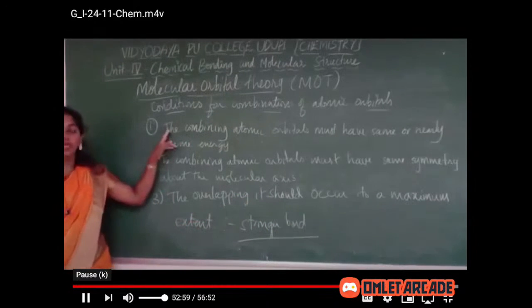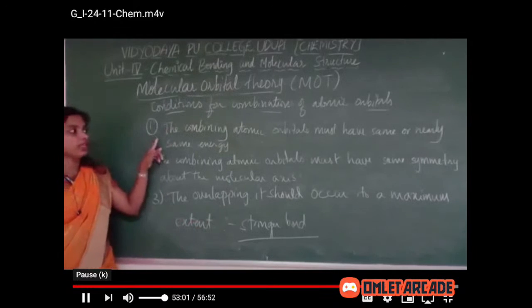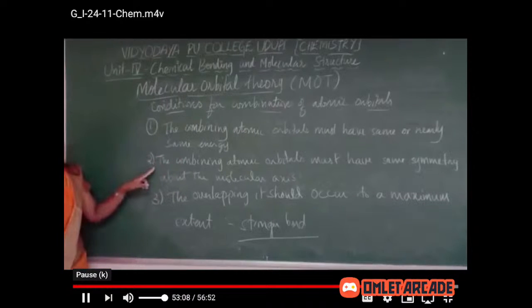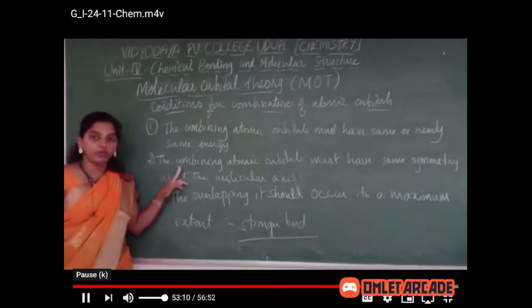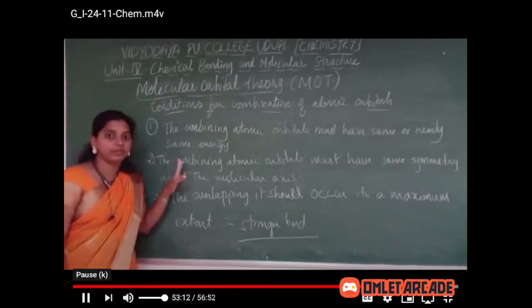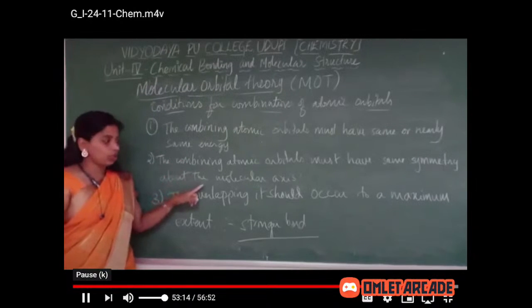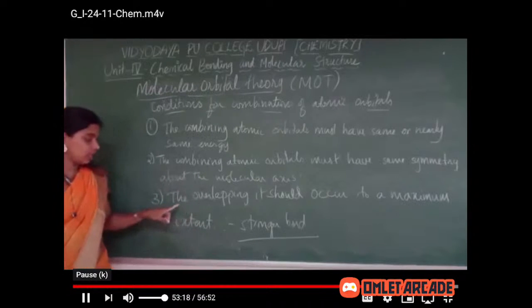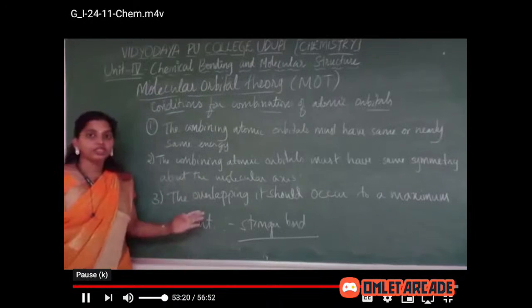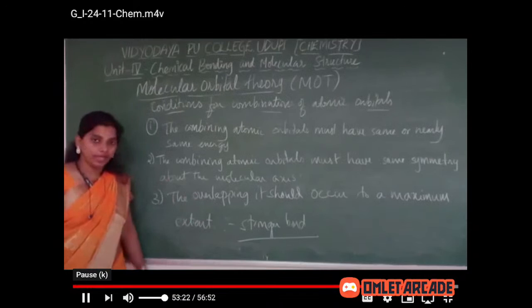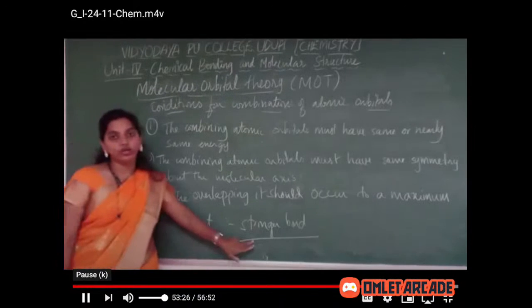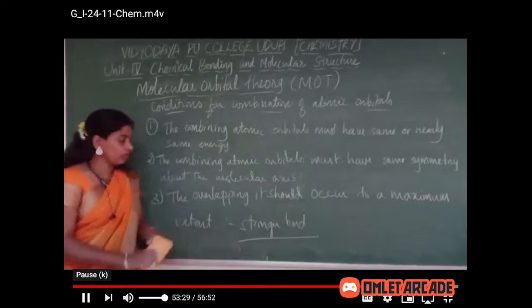So these are three conditions. First one, the combining atomic orbitals must have same or nearly same energy. Second condition, the combining atomic orbitals must have same symmetry about the molecular axis, that is about the z axis. Then the overlapping should occur to a maximum extent or to a greater extent so that a strong bond will form. Okay.